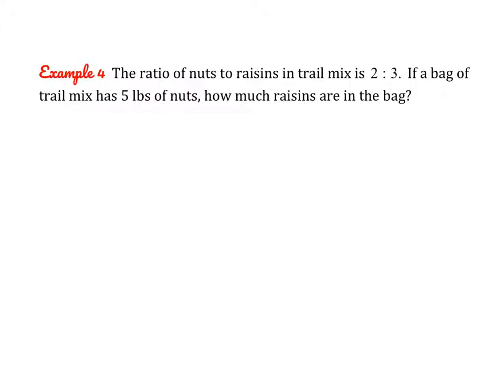So this says the ratio of nuts to raisins in trail mix is 2 to 3. If a bag of trail mix has 5 pounds of nuts, how much raisins are in the bag? So we need to start by setting up our ratio. So the ratio we're going to use is going to be nuts to raisins. So we have to make sure that the nuts number is on top and the raisins number is on bottom. So we have to say 2 to 3.